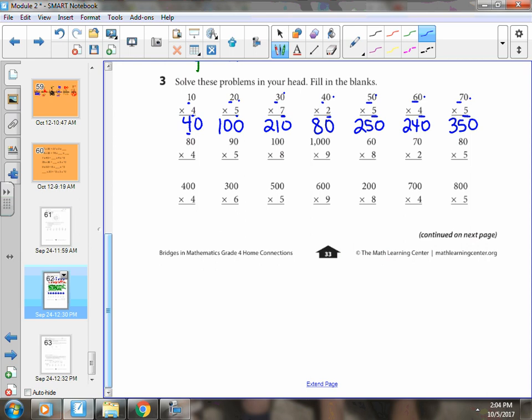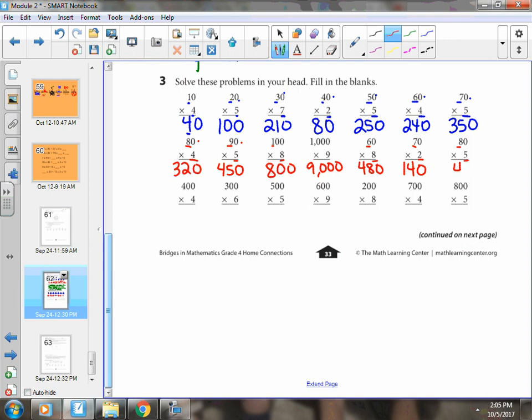The second row, 8 times 4 is 32. 1 0 on the top, 1 0 on the bottom. 9 times 5 is 45. 1 0 on the top, 1 0 on the bottom. 1 times 8 is 8. 2 more zeros. 1 times 9 is 9. 3 more zeros. 6 times 8 is 48, plus a 0. 7 times 2 is 14, plus a 0.